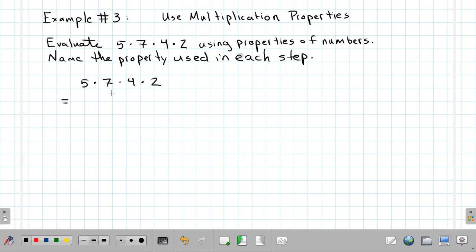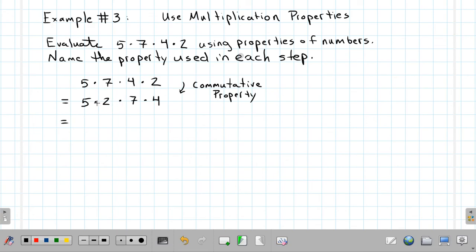So the first thing I'm going to do is when I look at these numbers, I can see automatically, well, I have a 5 and I'm multiplying a 2. Well, so what we can do is we can use the commutative property to rewrite our expression as 5 times 2 times 7 times 4. Okay, so this is the commutative property that allows us to do that. Allows us to move the numbers around, to flip the numbers around, okay?